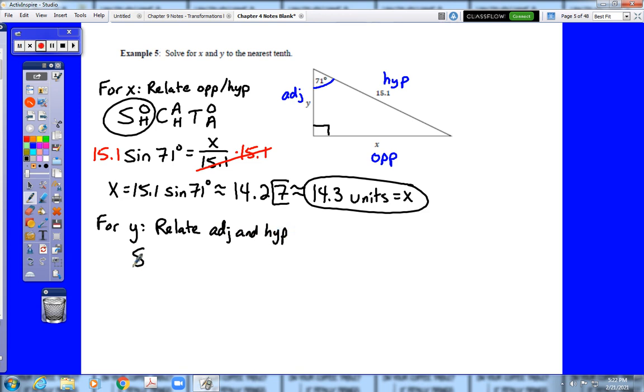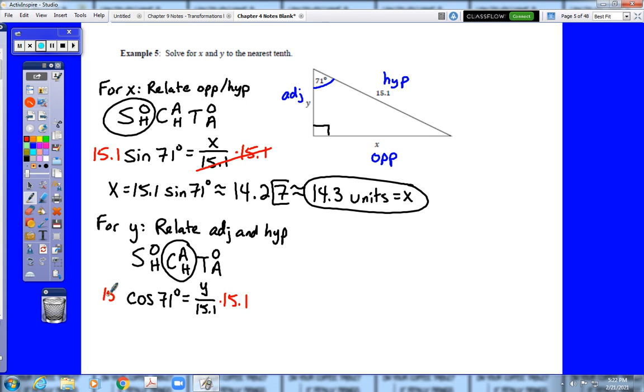So again, we would go and look at SOHCAHTOA, at least in our brain, and we would ask ourselves which of our three trig functions relates adjacent to hypotenuse. That would be cosine. And we would set up an equation. Cosine of 71 degrees equals adjacent, which is y, over hypotenuse, 15.1. This is the exact same work we did a second ago.